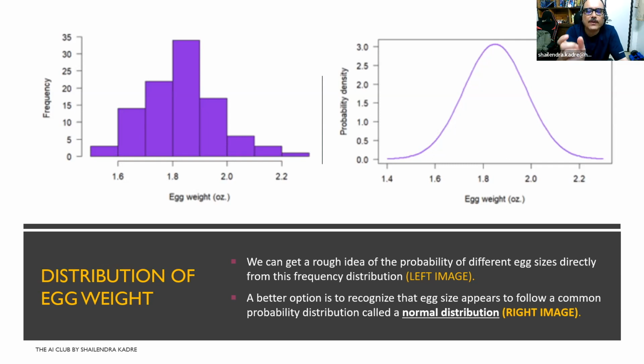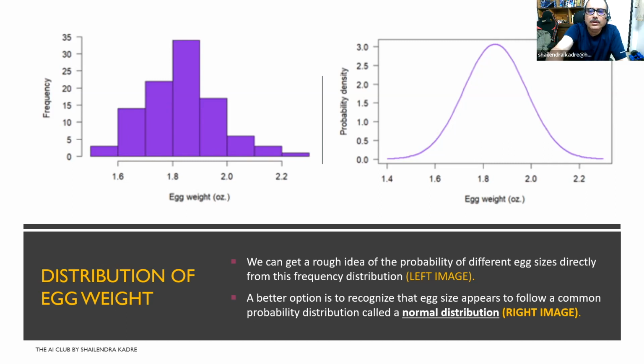Now how is this probability calculated? What is the probability of getting an egg less than 1.6? This bar is around 3, so 3 divided by 140. What is the probability of getting an egg between 1.6 and 1.7? That is the second bar, so around 14 divided by 140. Like that you have calculated.